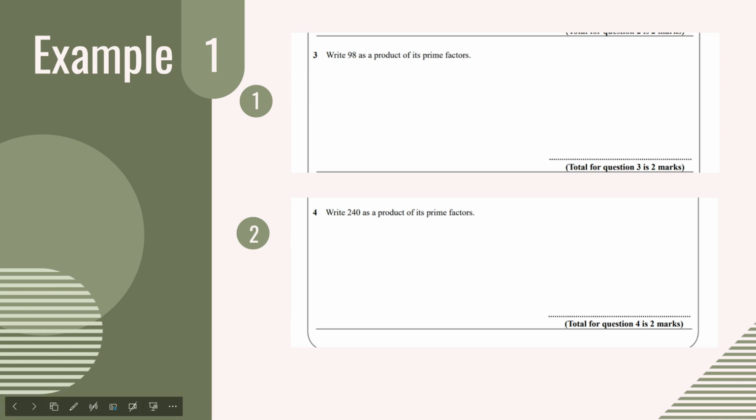So, if we use our prime factor trees or our calculator, we've already done question 1. We know 98 can be written as 2 times 7 squared. Question 2, writing 240 as a product of its prime factors. We use the tree and we get the answer 2 to the power of 4 times 3 times 5.